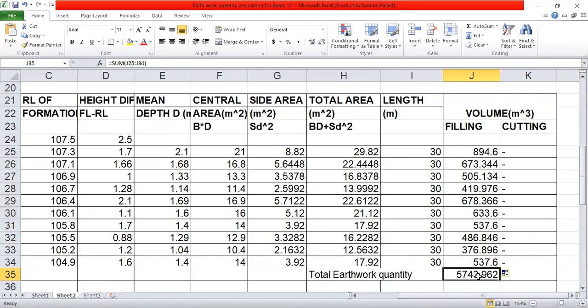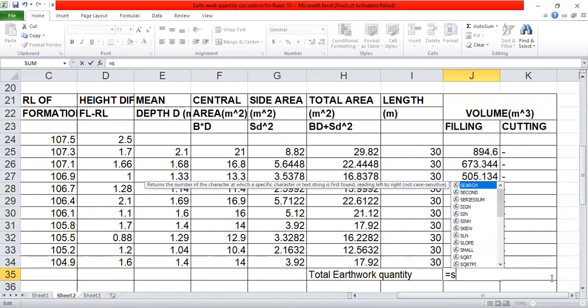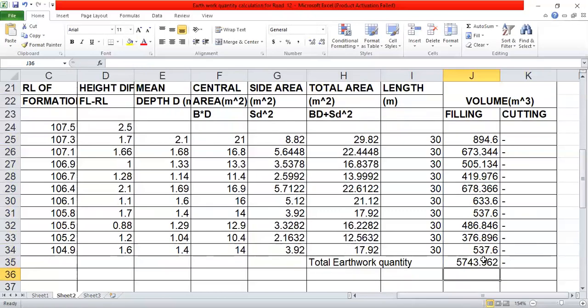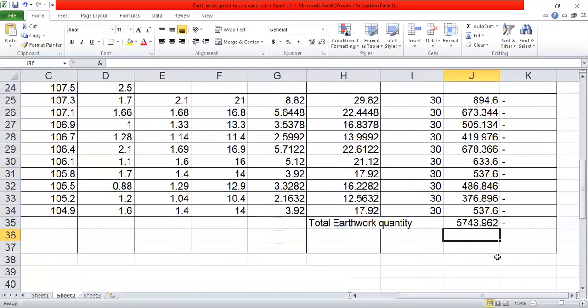Total quantity of the filling, how to calculate is, first you have to write equal to sign, and then SUM under the bracket from the first value to the last value. You select all the values and close the bracket, and you will get the total earthwork quantity calculation. Okay, now this is for earthwork quantity calculation.